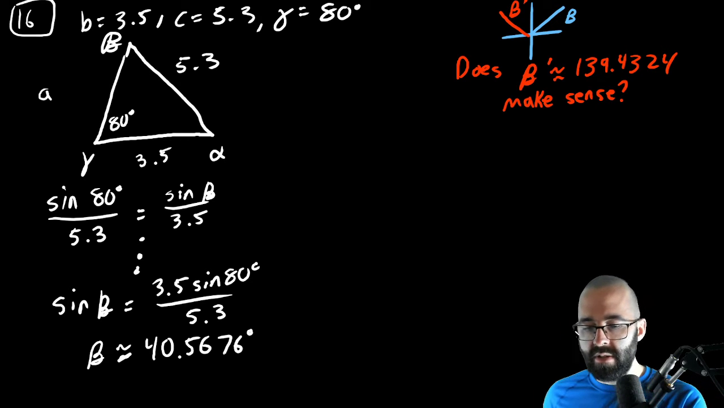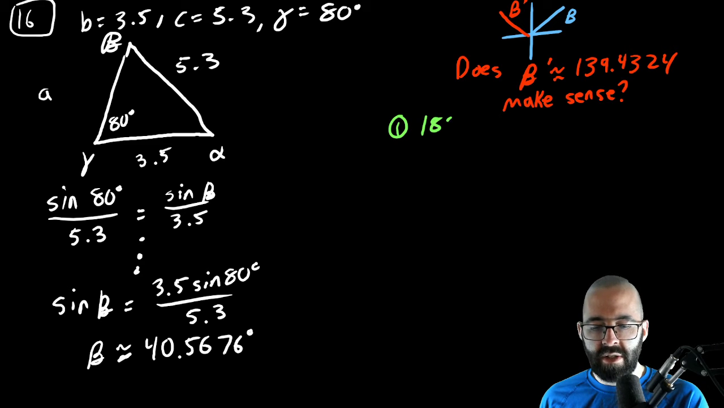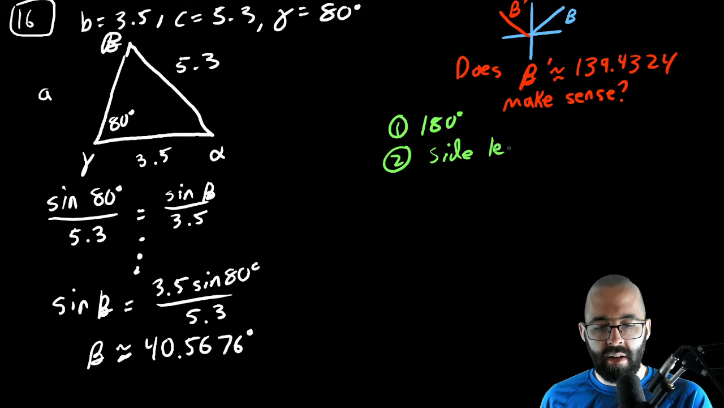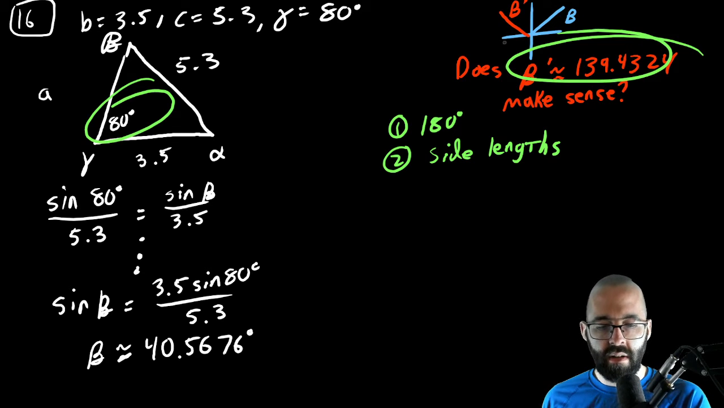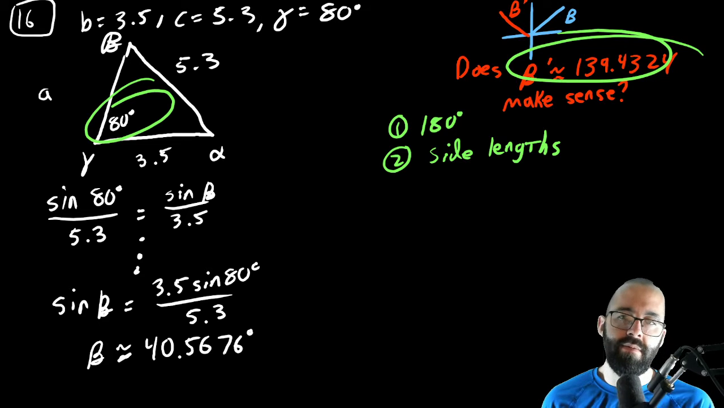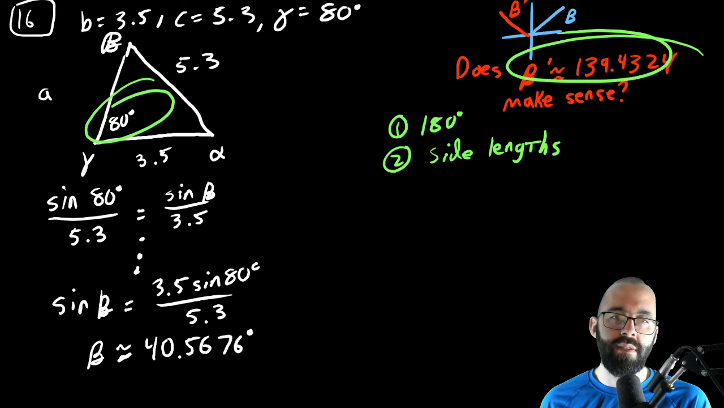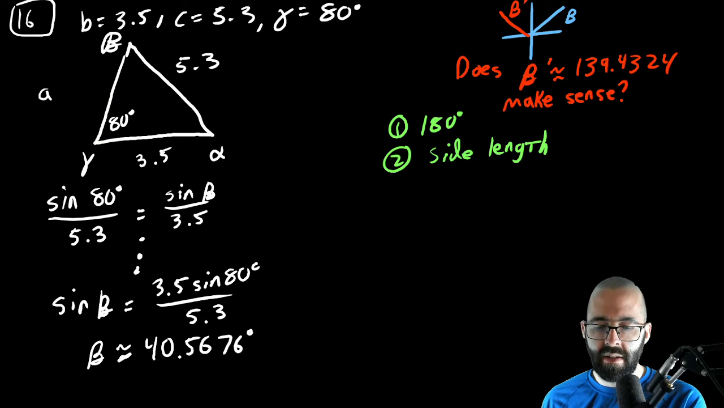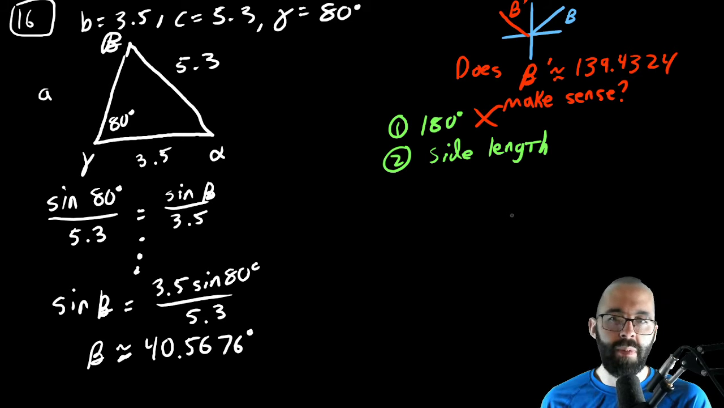And there were two conditions. Make sure we're not over 180 degrees, and the side lengths. Look at these two angles. We're already too big. This condition is failed. Beta prime's too big. It doesn't work with gamma.